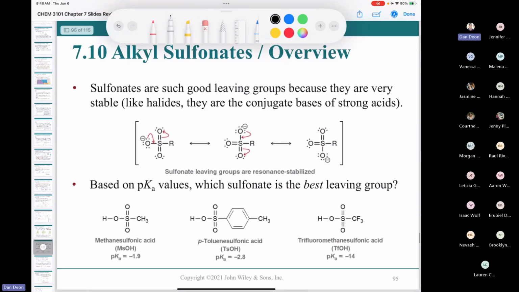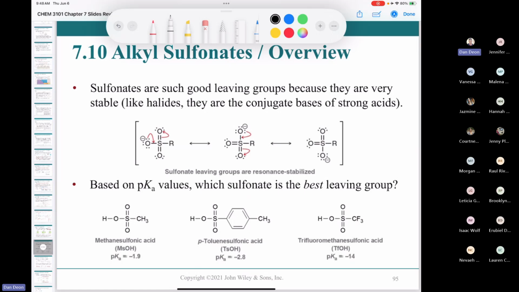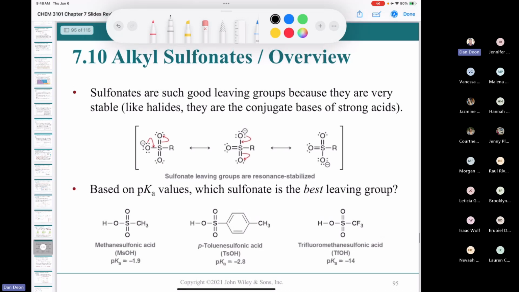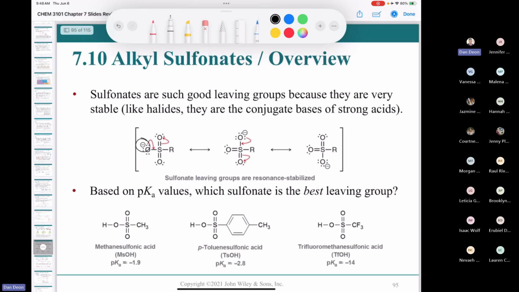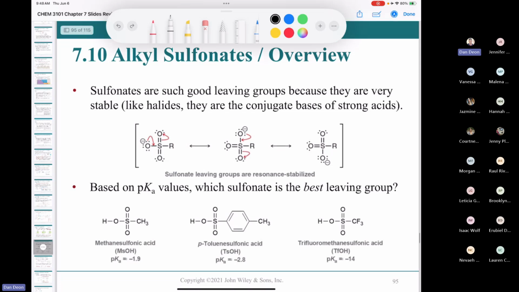So if you're wondering, why do these make such good leaving groups? Well, what did I say? I said that a good leaving group is the conjugate base of a strong acid, or you could think about it as a weak base. Well, the conjugate bases are weak bases. Why? Because the negative charge is resonance stabilized, therefore it is delocalized. But if you want to just look at pKa values, if you like that way, take a look at these.